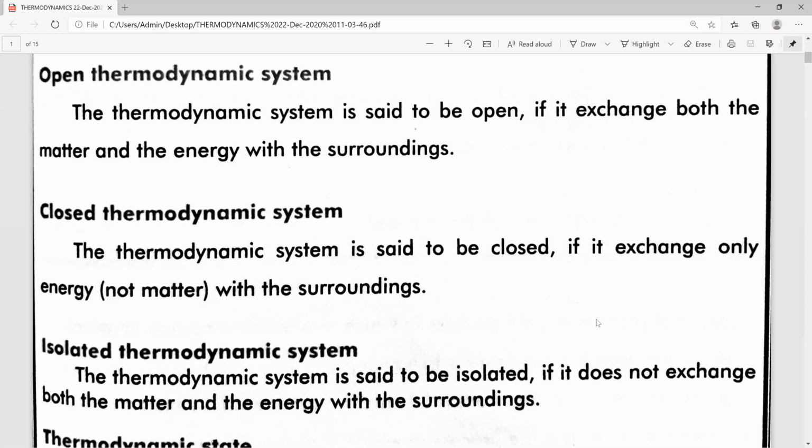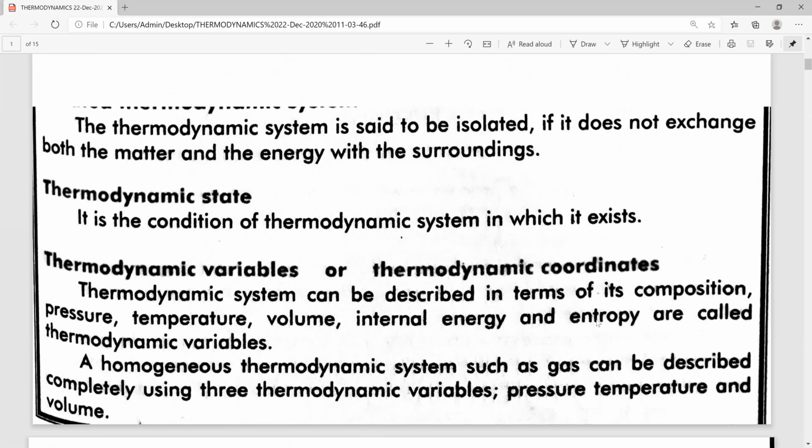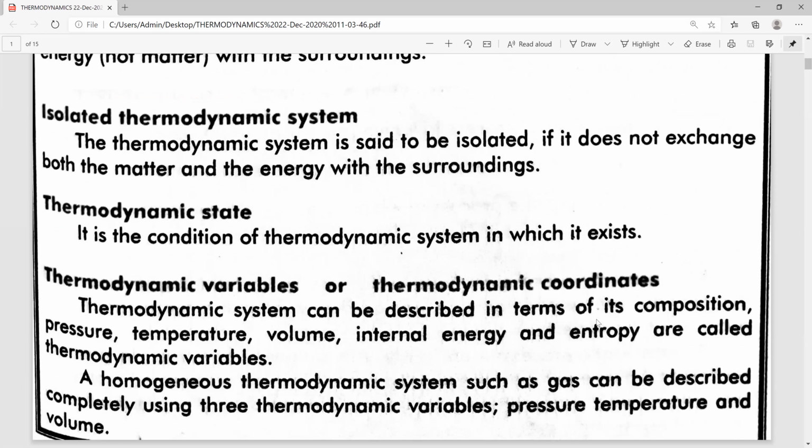And next we shall see some other basic terminologies. We saw the basic meaning of an isolated thermodynamic system, and next we shall see what is meant by a thermodynamic state. And next, thermodynamic variables, also called thermodynamic coordinates. Let us see them one by one.